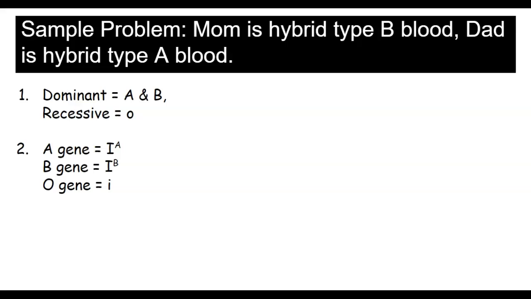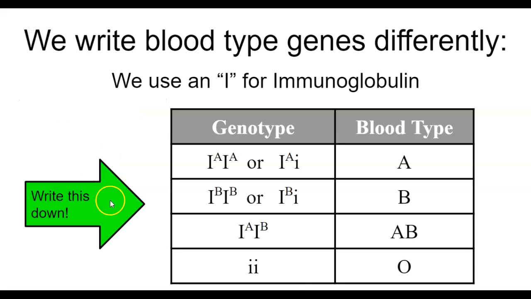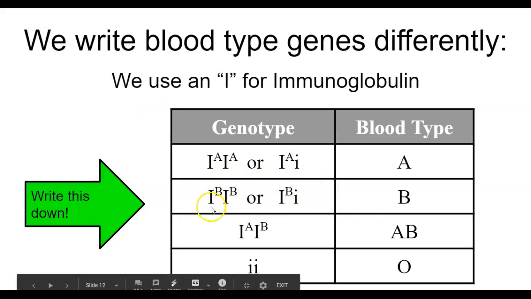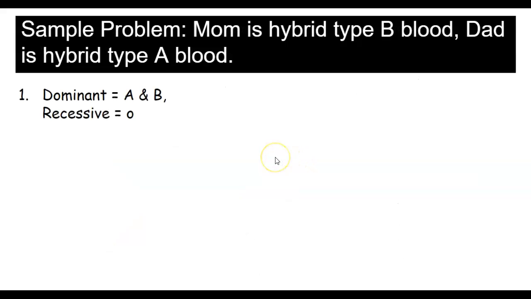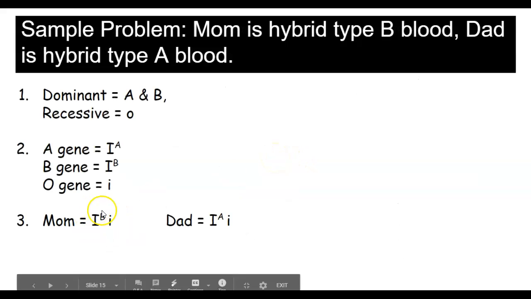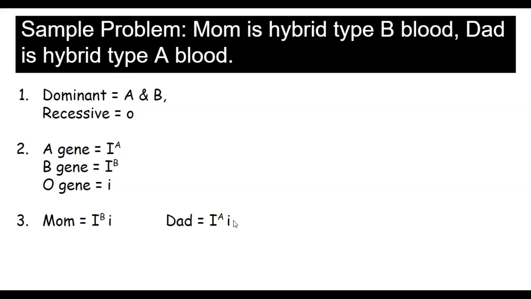So I'm gonna go back to this chart. Mom is hybrid type B. So type B, if she's hybrid, that means two different letters. So she's gonna be this one. And if dad is hybrid type A, we need two different letters, so that's gonna be this one. So look, mom is IB, lowercase i. Dad is IA, lowercase i. And again, reminder, we just use this I because that's the gene that it stands for, immunoglobulin, which is that protein.